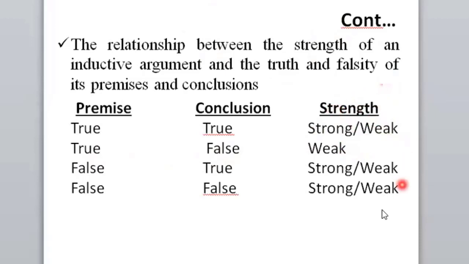But the remaining three possibilities can be either weak or strong, depending on the relationship between the premises and the conclusion. If there is a relationship between the premises and the conclusion in such a way that the premises are true and it is more likely for the conclusion to be true, it is a strong inductive argument. The opposite is also true. You can read examples of this from your module.